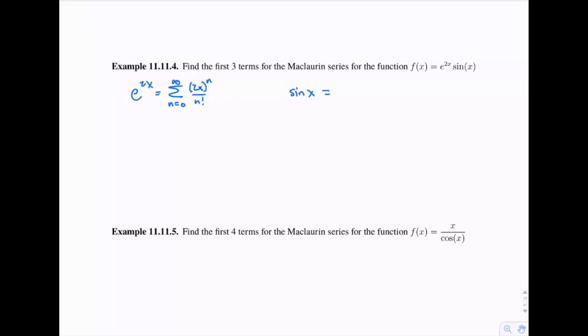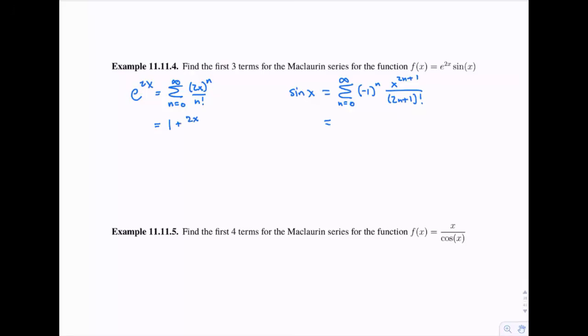So e to the 2x, well, we know what the series expansion is for e to the x, so let's just plug in 2x everywhere we see an x. And then for sine x, we know it's alternating back and forth, and we only care about the odd powers. So x to the 2n plus 1 over 2n plus 1 factorial. So let's go ahead and start writing out a few terms of these. Again, we don't need to write out all of them because we only care about the first 3 terms for this multiplied together thing, this e to the 2x times sine x.